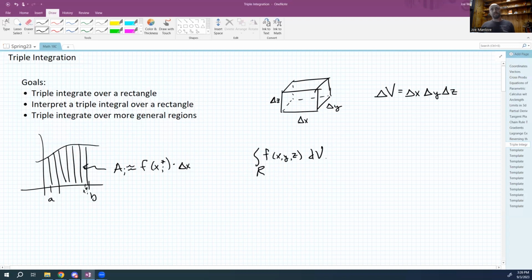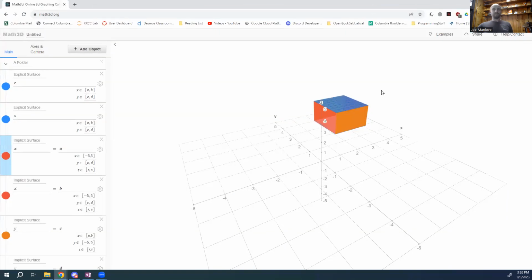Our usual way of doing this is if we have a rectangle here, so a region R that is truly a rectangle, might be [a, b] by [c, d] by, I don't know, [r, s] or something. So that's a region where the x's are in the interval from a to b, the y's are in the interval from c to d, and the z's are in the interval from r to s, right? I have a convenient picture here of such a region.